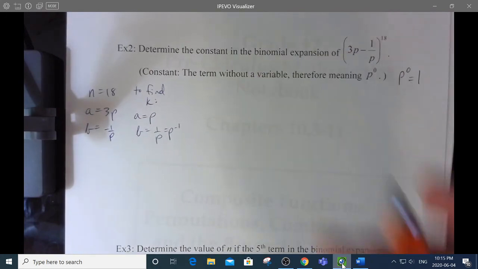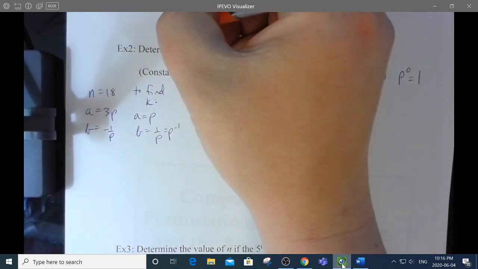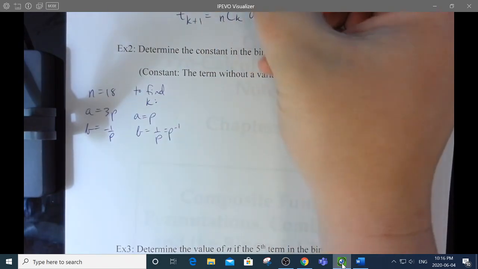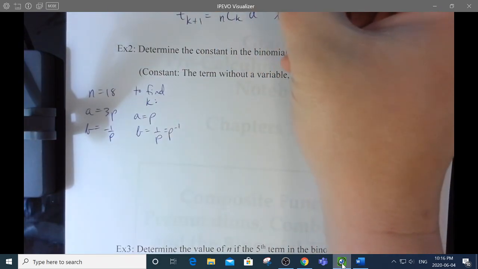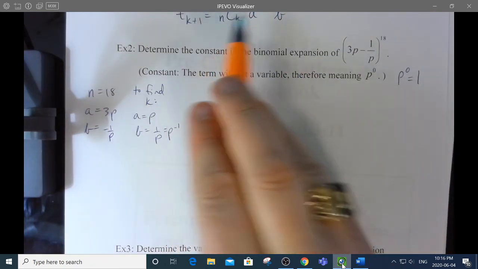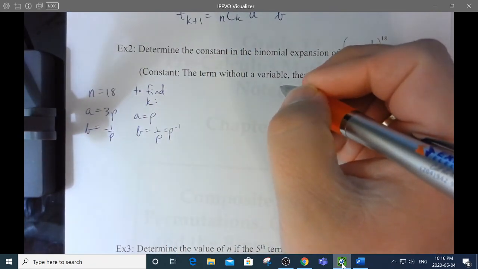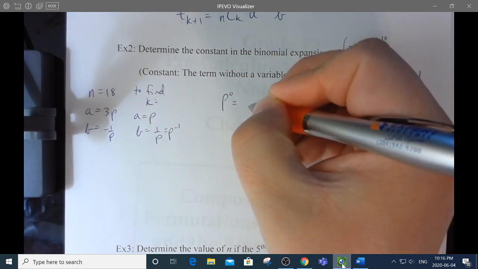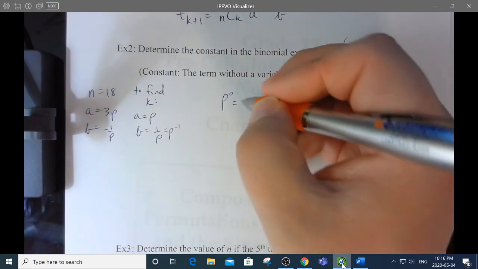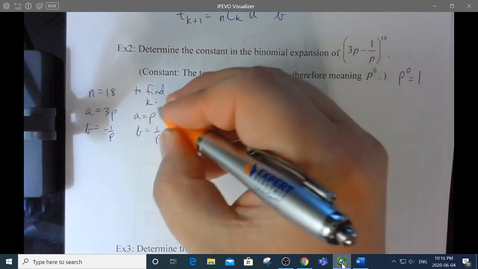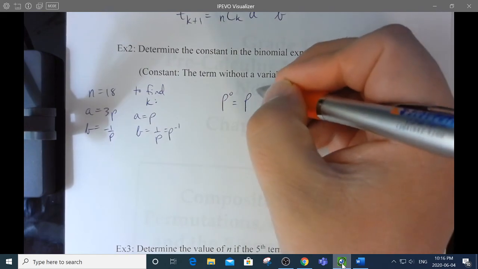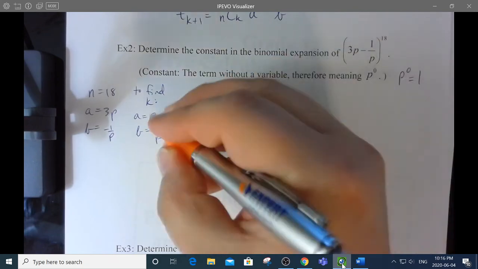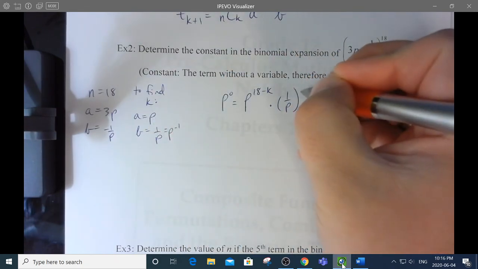So, using, again, the formula, let's just write the formula down like a million times so that we never forget it. n choose k, a to the n minus k, b to the k. I really don't care about this part, so I'm just using that part, right? The p to the 0 will be p, right? The a term, which is, I'm just using p, to the n minus k, which is 18 minus k, times, and b is just 1 over p to the k.